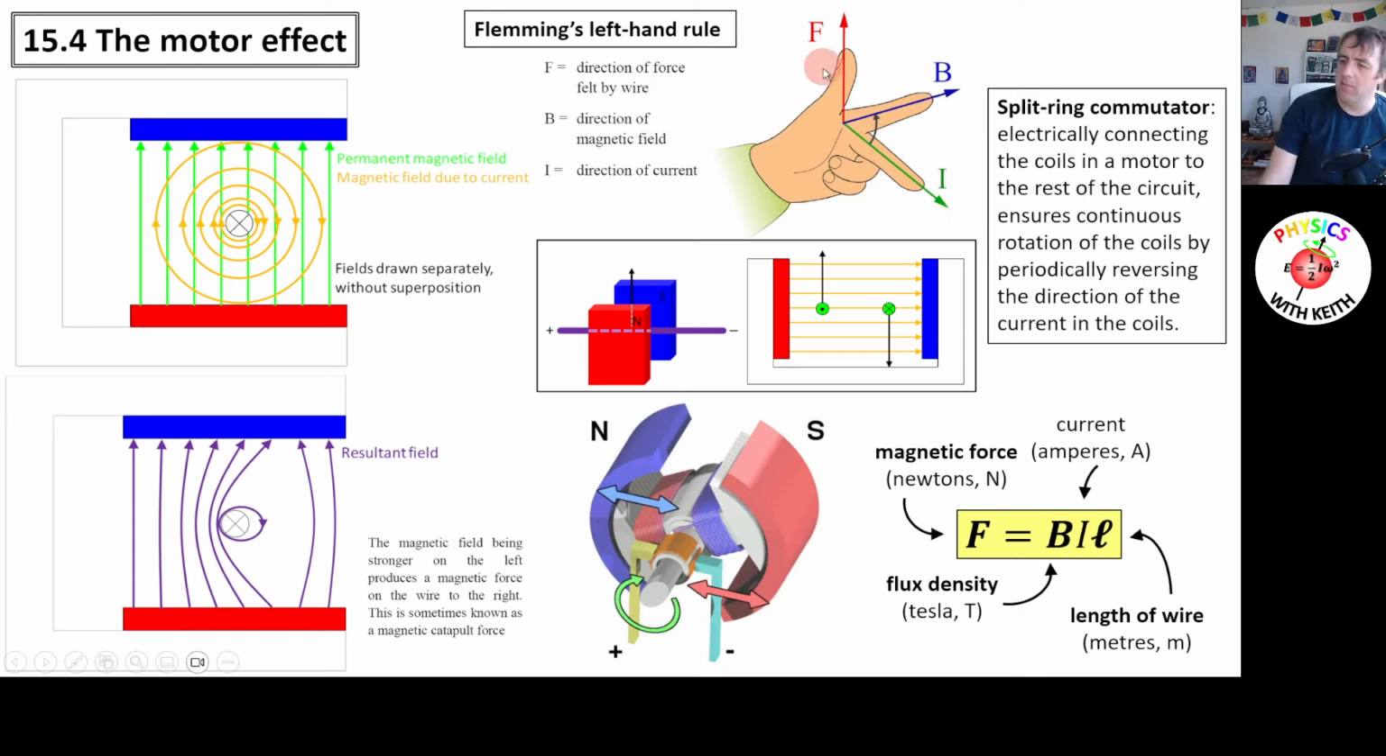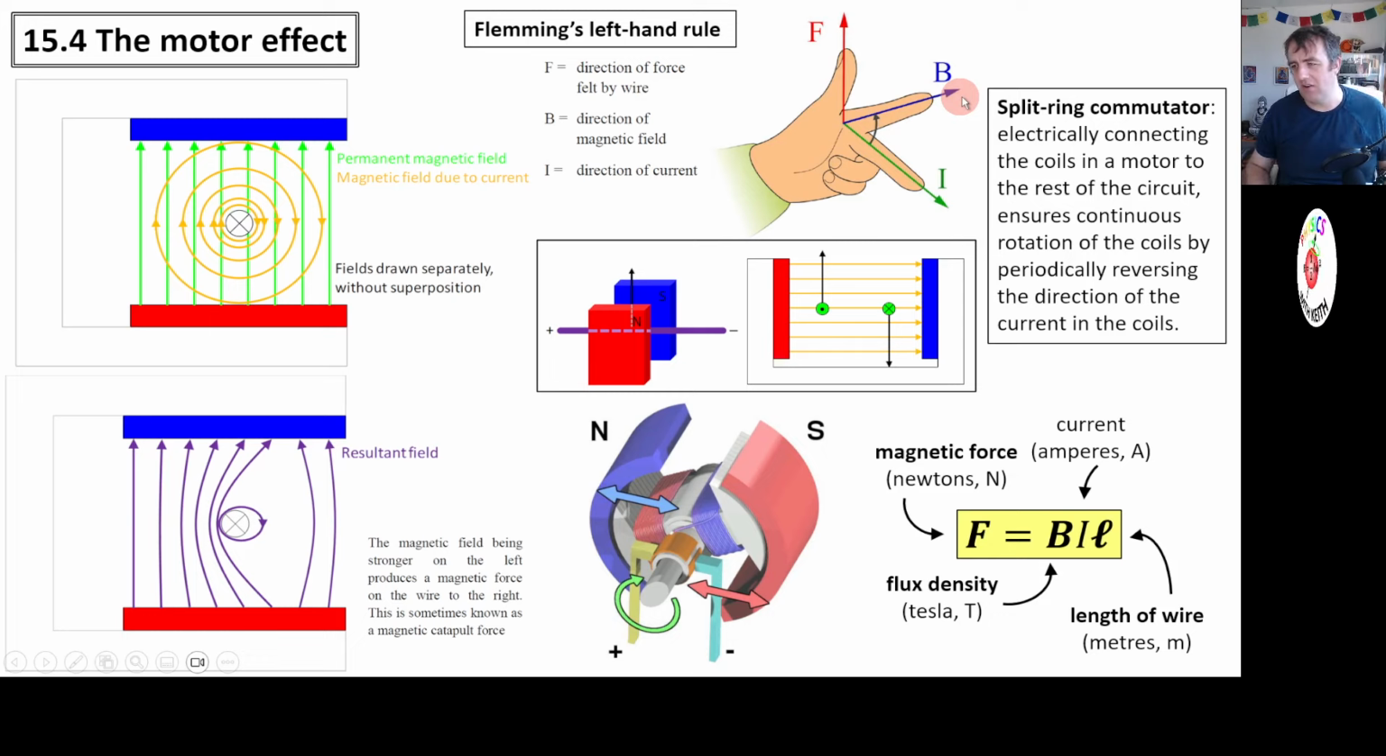Then your thumb indicates the direction of the force, the magnetic force that the wire will have. B is the magnetic field direction. Actually, it's the magnetic flux density. You can calculate it. It's a quantity that is higher when the magnetic field is stronger. So magnetic flux density indicates how strong the magnetic field is. Magnetic field has a direction, so B indicates the direction of that.